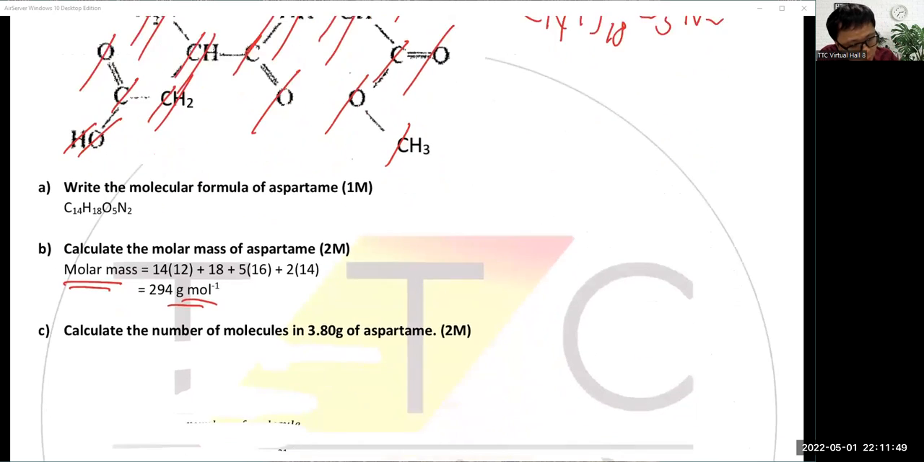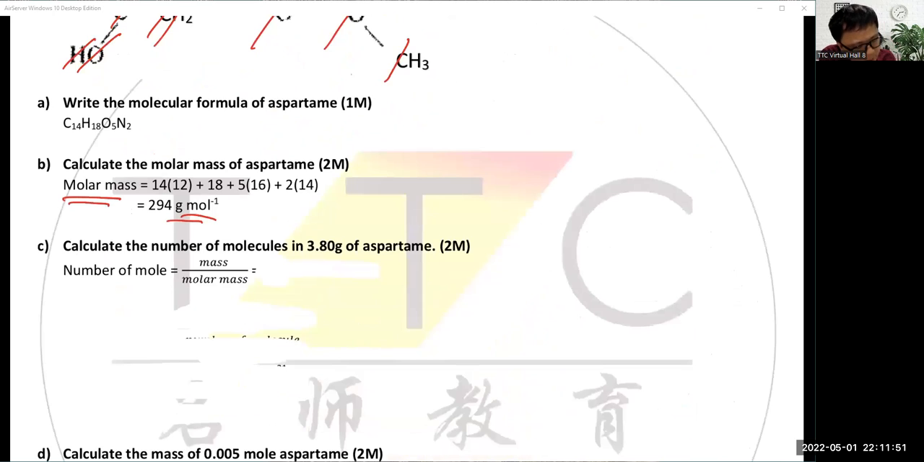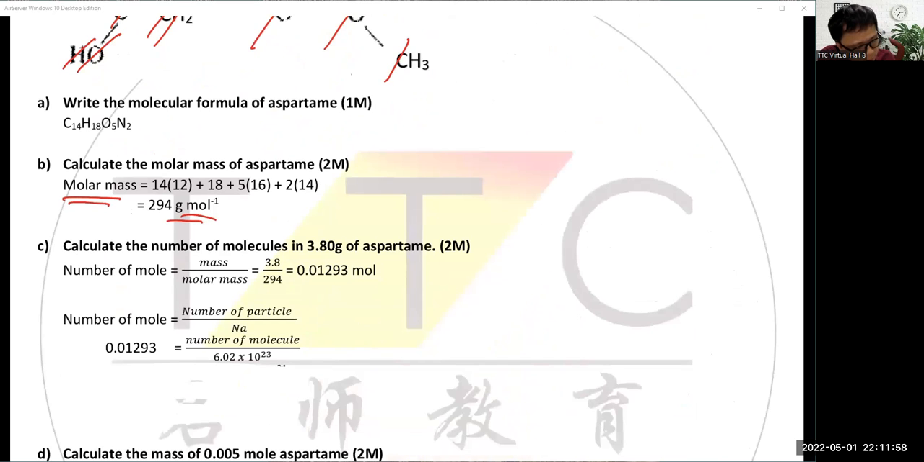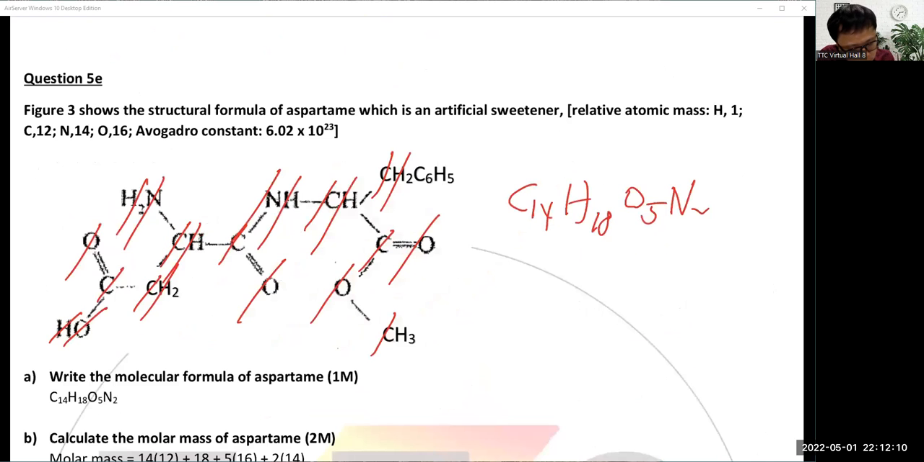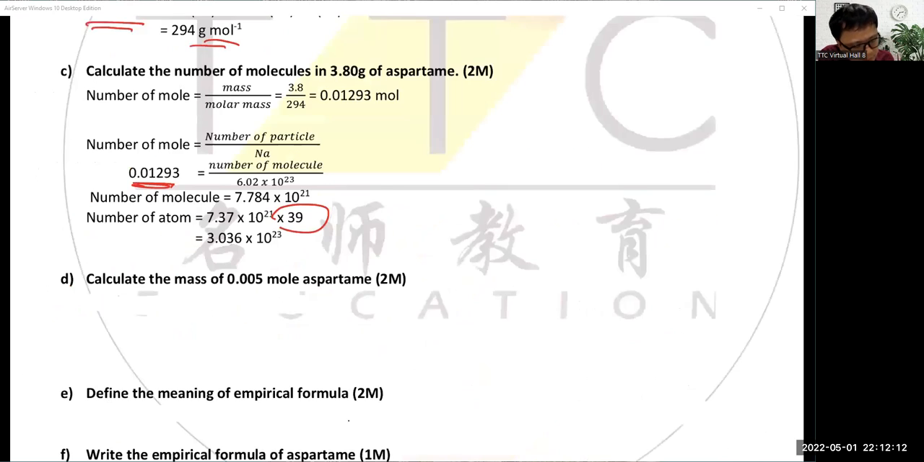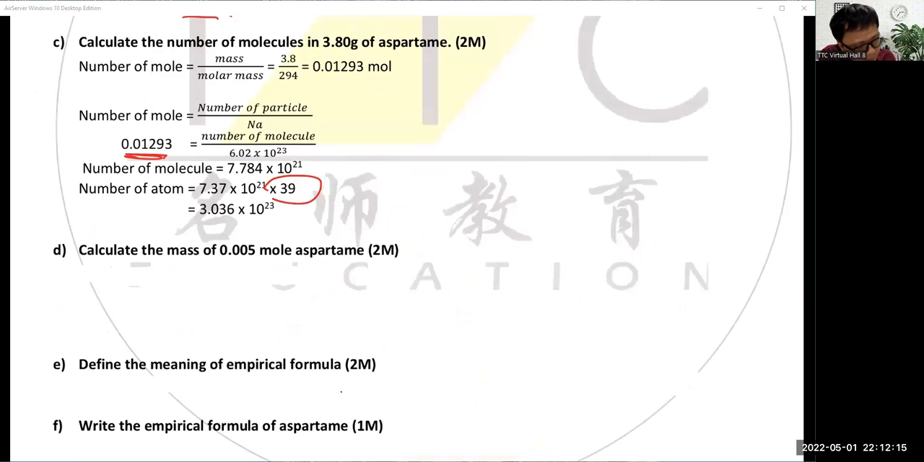Then after that, calculate molecules in 3.8 grams. So you divide first to find the number of mole, equals 0.01293. Then use that to convert to the number of particles. Put in the 0.01293 here. Then you get the particles is this much. If it asks for atoms, then you do times 39, because in here we have a total of 39 atoms, so you times 39. So mass of 0.005 mole, you put in the 0.005 mole, 294, you get 1.47.